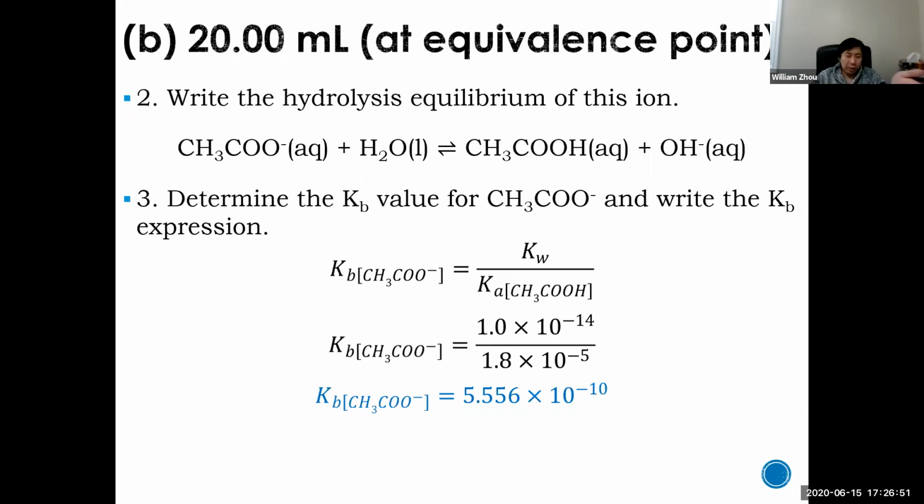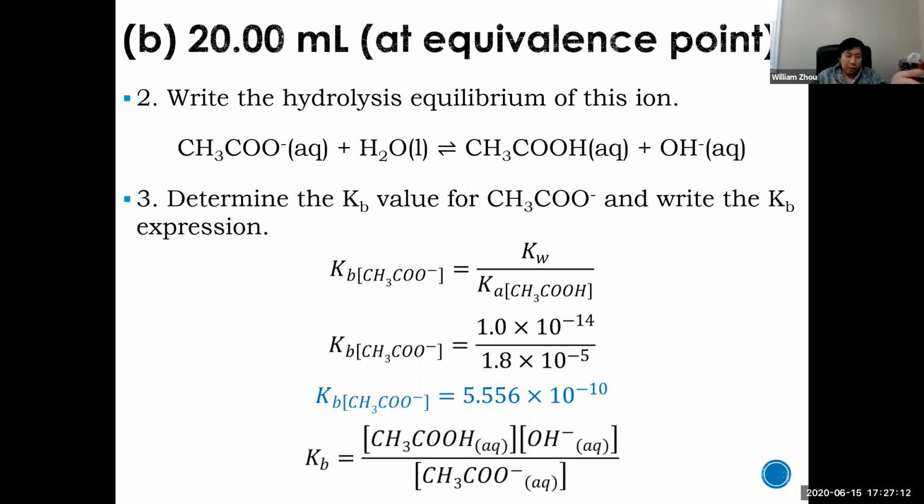Once you have the Kb, all you have to do is set up an ice table, solve the ice table for X, which is hydroxide, take the negative log. Does that make sense? Now, how to set up the ice table is not that simple because you don't know the concentrations to set up the ice table. You need to calculate these numbers right there.